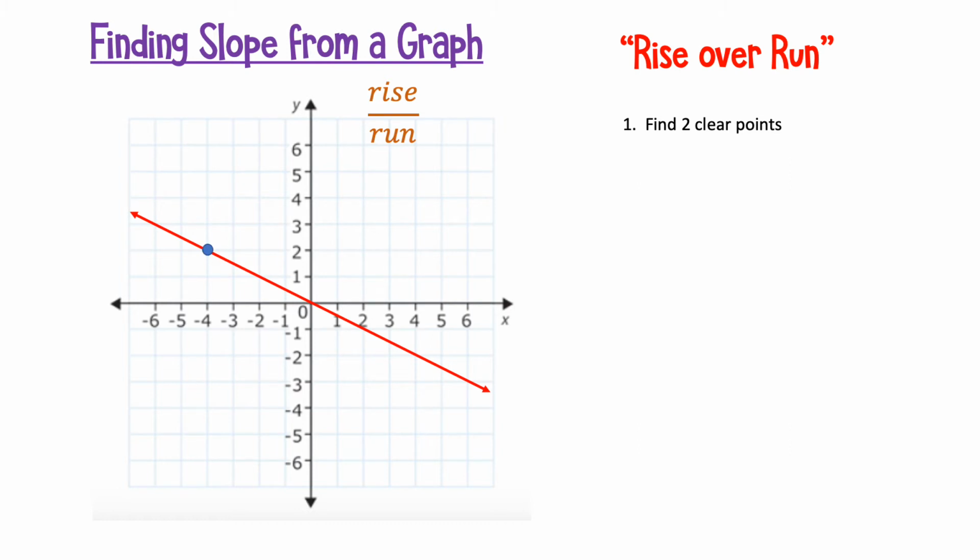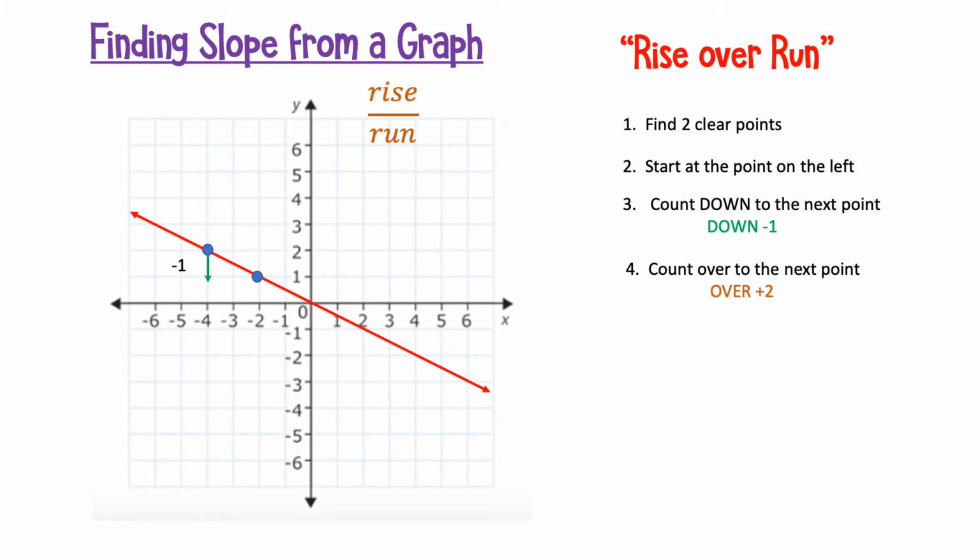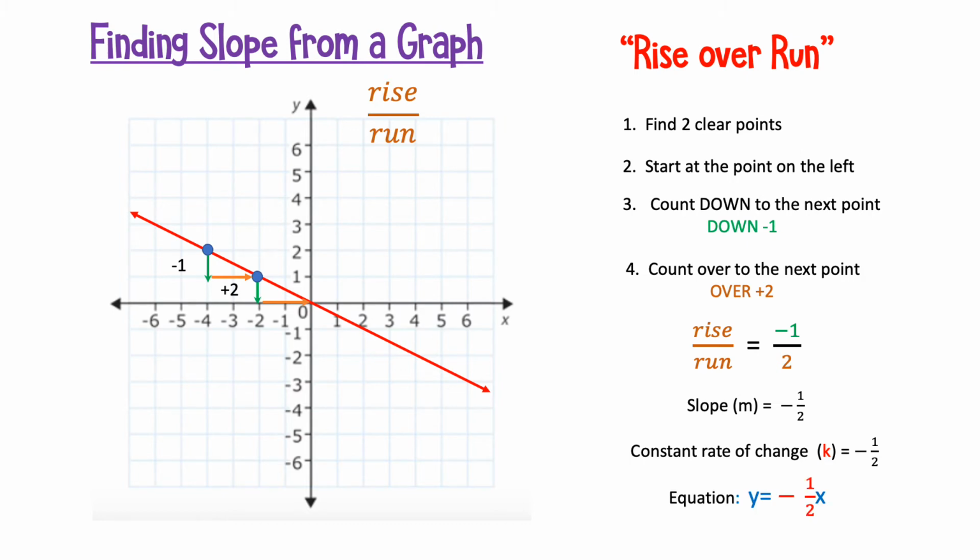Clear points are corner points, or points where the lines on the graph paper meet. So there's one, and here's one. Next, we look at the rise. Are we going up or down from left to right? We're going down, down 1. Then we go over 2 to get to the other point. Down 1, over 2. Notice this repeats. Down 1, over 2. It's a constant rate of change. In this example, we have a proportional relationship.